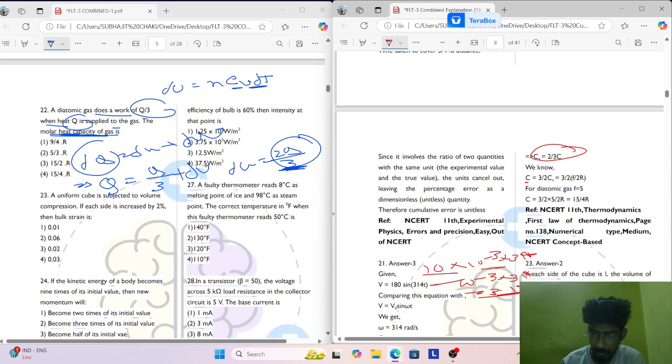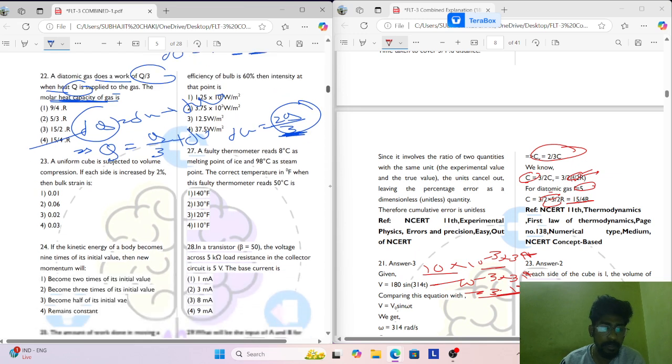From this we can get Cv equals 2 by 3 C. We also already know that C equals 3 by 2 Cv for diatomic gases, right? So 3 by 2 f into R, what is f? f is the degree of freedom number, R is the universal gas constant. For a diatomic gas, f equals 5. Put the value of f equals 5. So 3 by 2 into 5 by 2 R means 15 by 4 R will be our answer. Option number 4 will be our correct option.